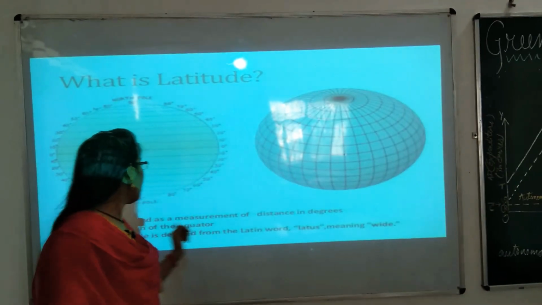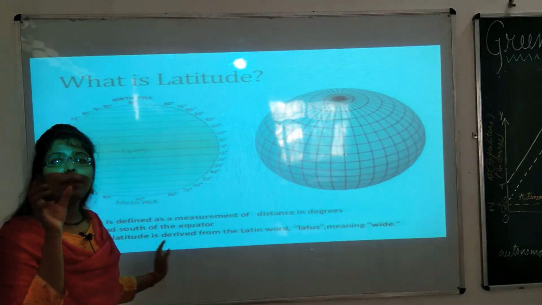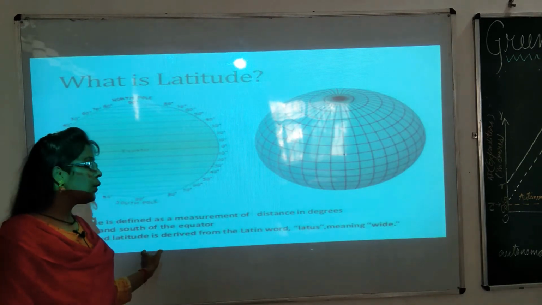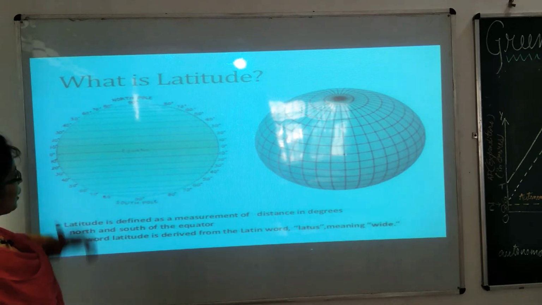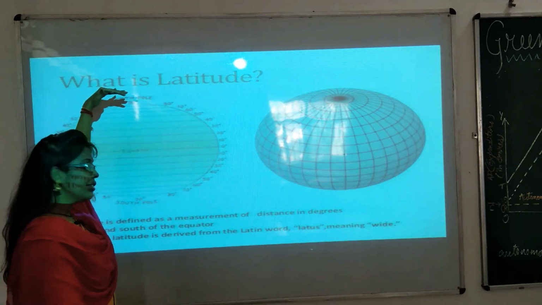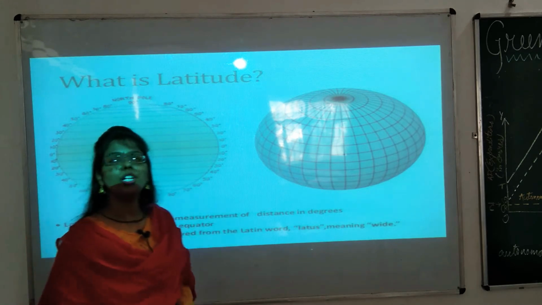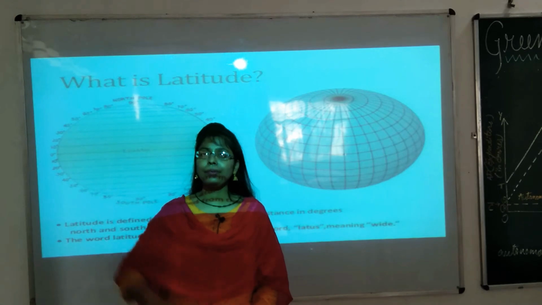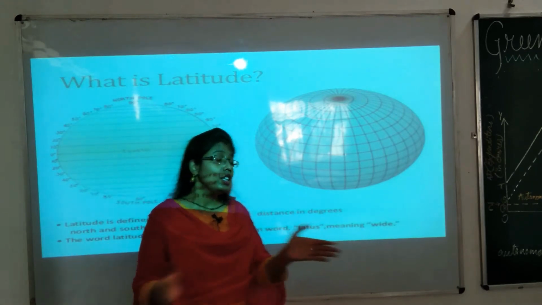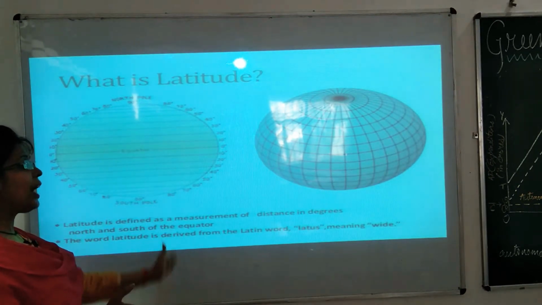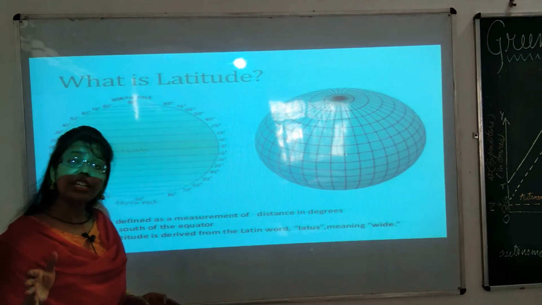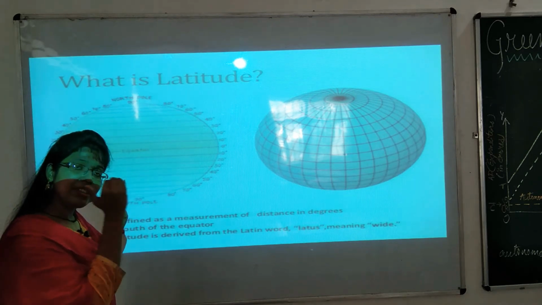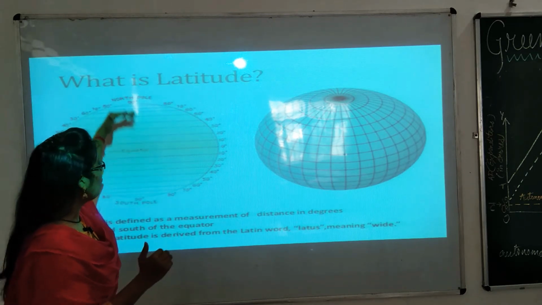One thing more, I told you that latitude is defined as a measurement of distance in degrees north and south of the equator. North means this side and south here. If I am standing like this, here is north, downwards south, and west and east. So latitude is defined as a measurement of distance in degrees north and south of the equator. In latitude we are saying the distance in degrees to the north and south.